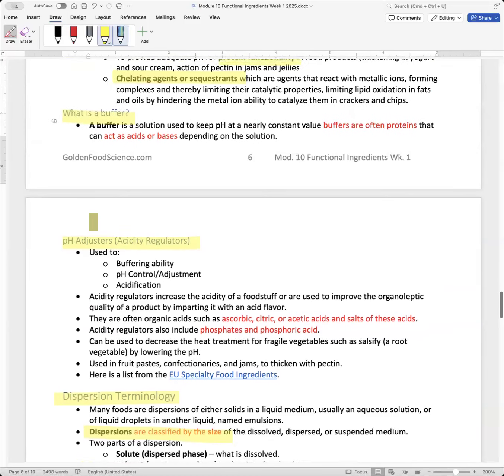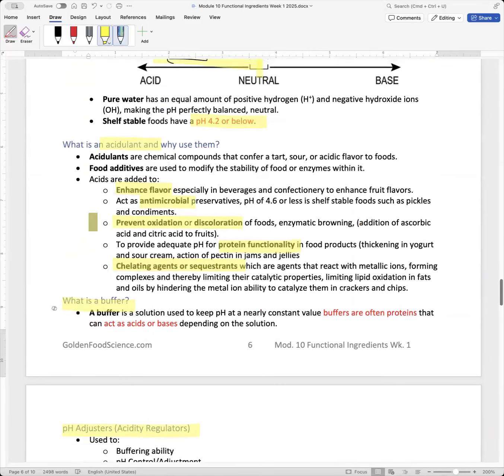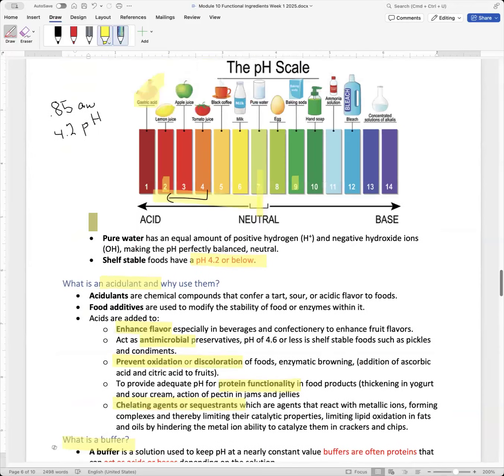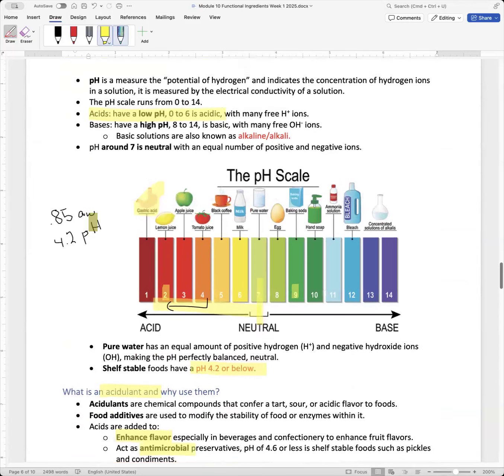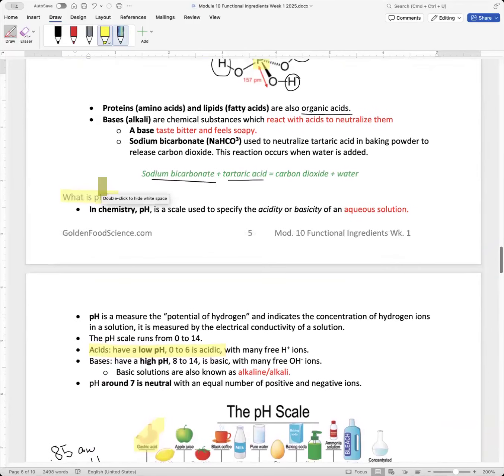So there are hundreds and hundreds of different additives, and we just need to know kind of an overview. Next week we'll talk about a few more. See if I can be a little more entertaining maybe next week.